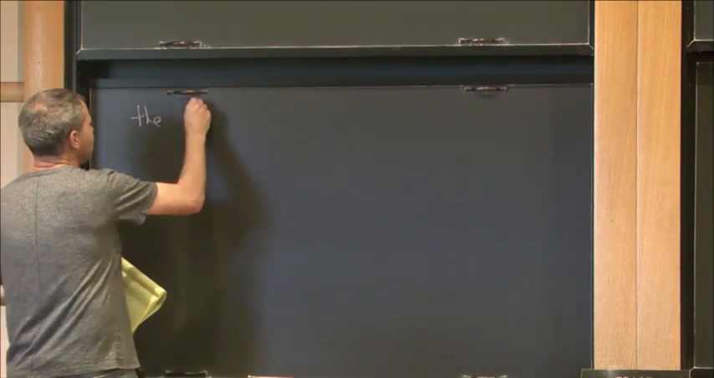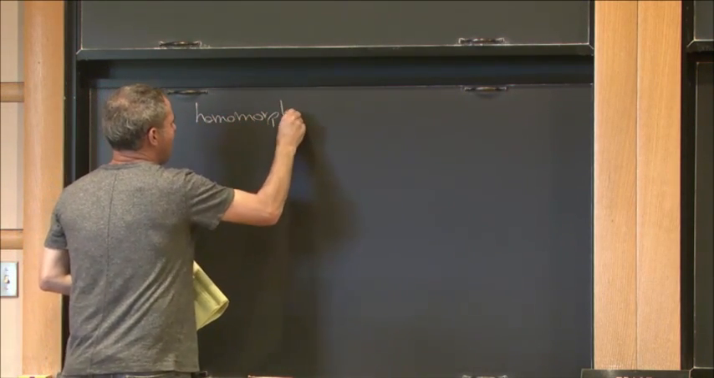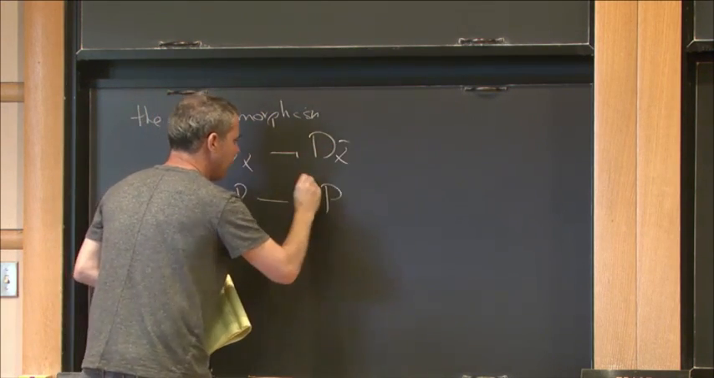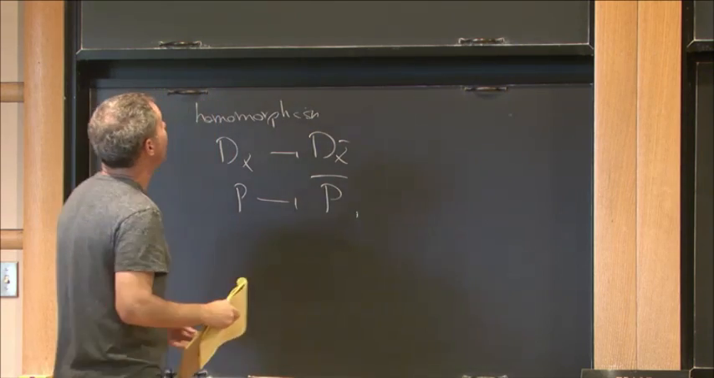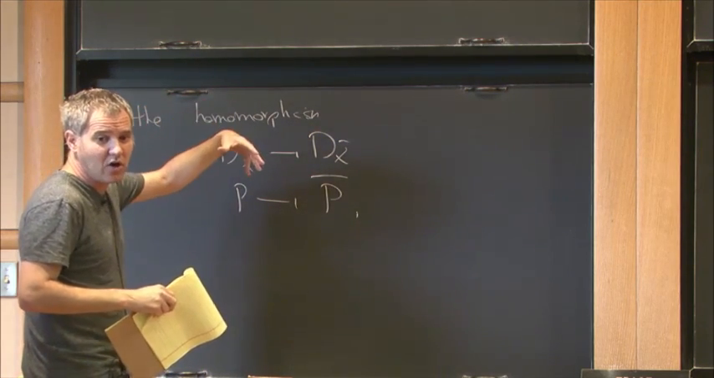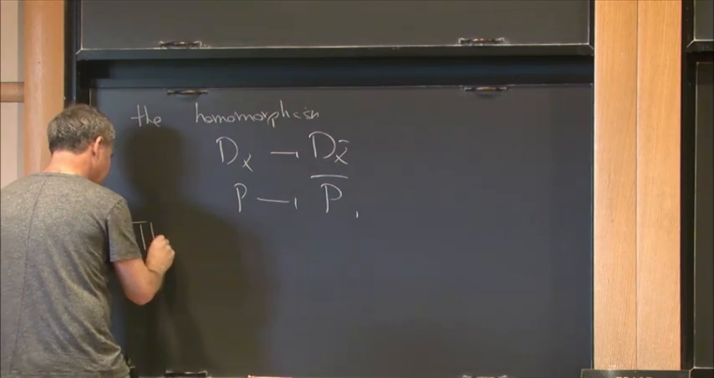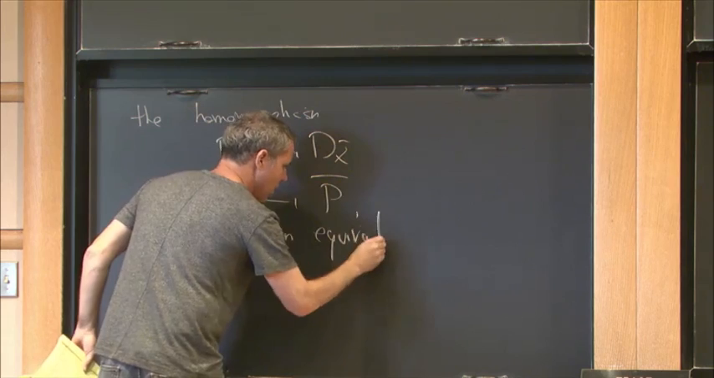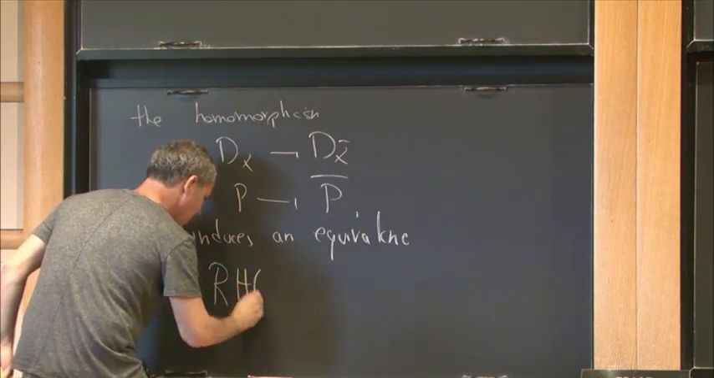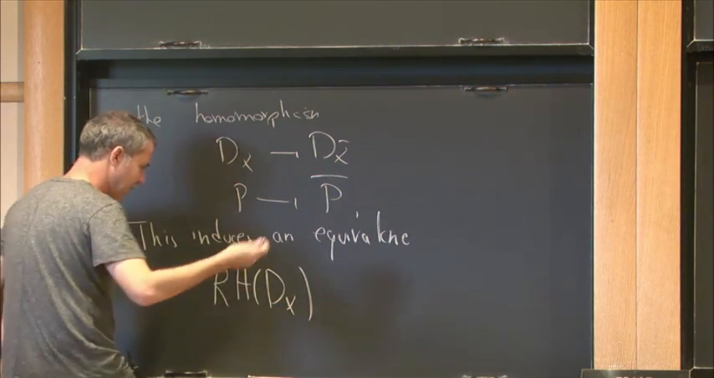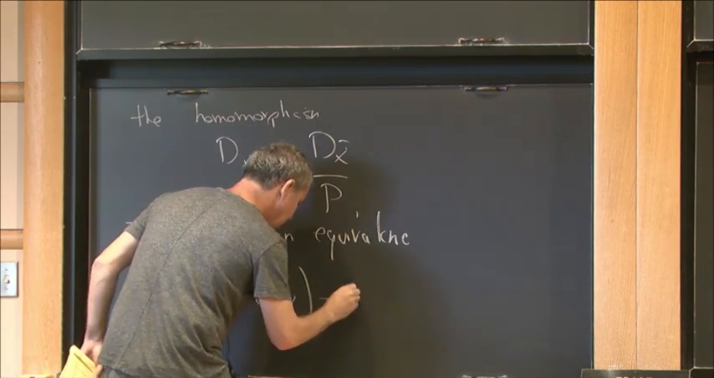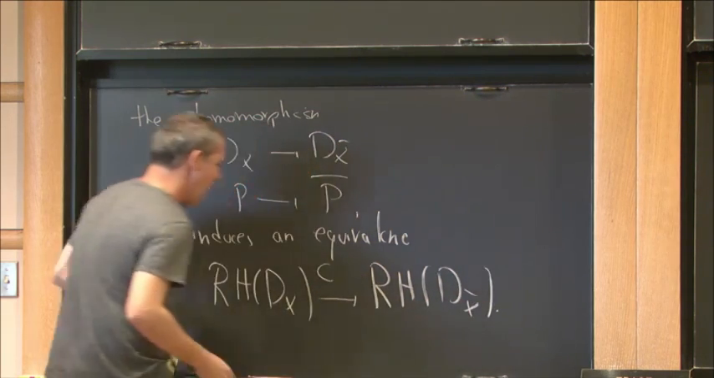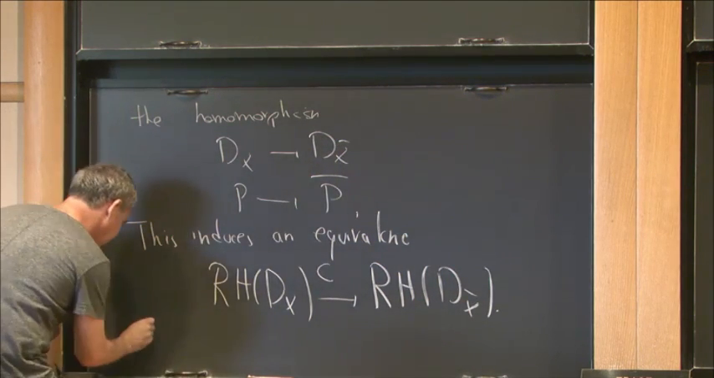Induced by the homomorphism D_X to D_X bar, where you send p to p bar. And that's also an equivalence, but it's not linear, it's conjugate linear. So this induces an equivalence RH, well, you wouldn't need the RH here really, but it respects that, RH of D_X to RH of D_X bar, which is conjugate linear.